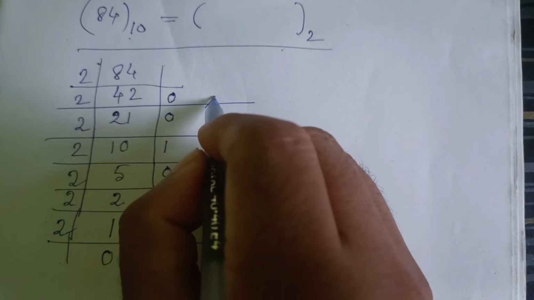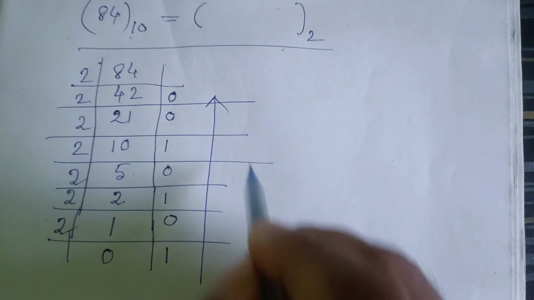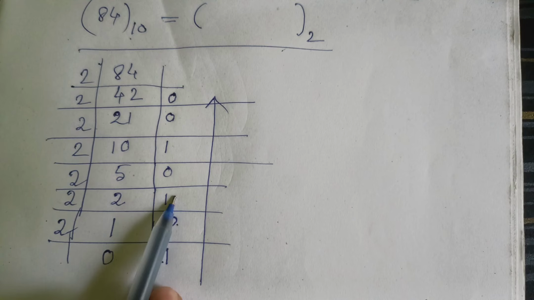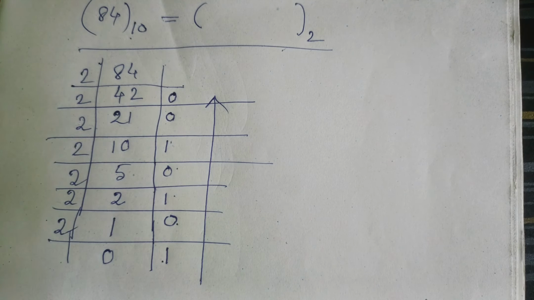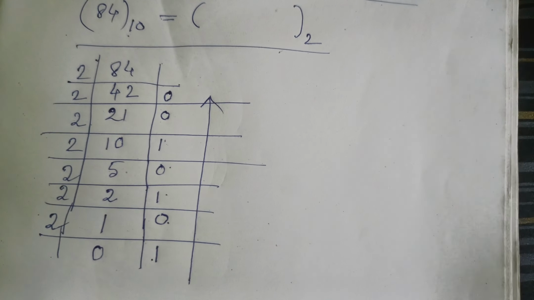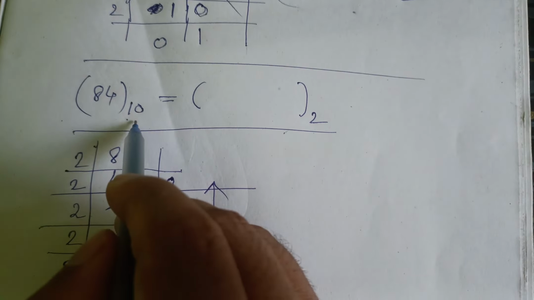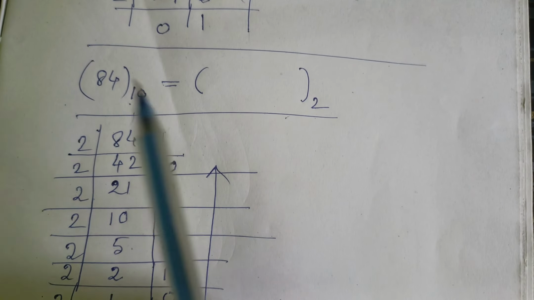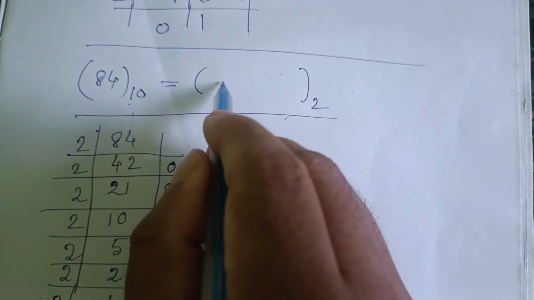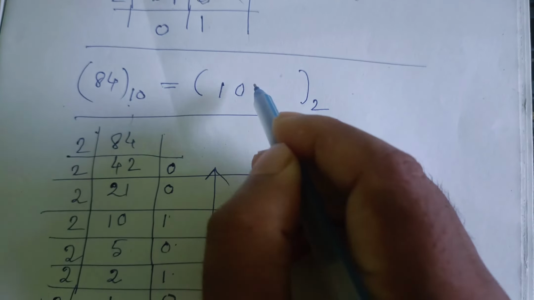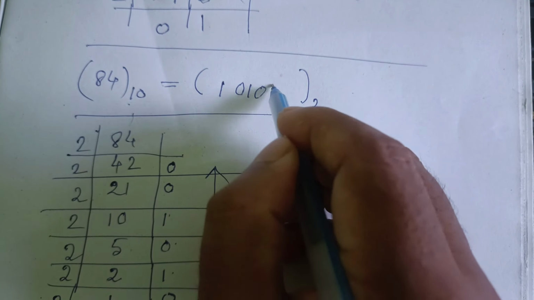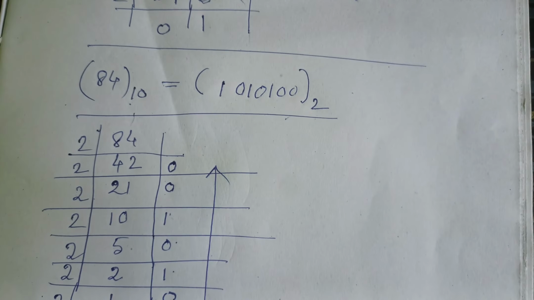And then if I want to take the result, the pattern will be 1 0 1 0 1 0 0, like this way. So if I convert the decimal number 84 to the binary number, then it would be 1 0 1 0 1 0 0. So this is the result.